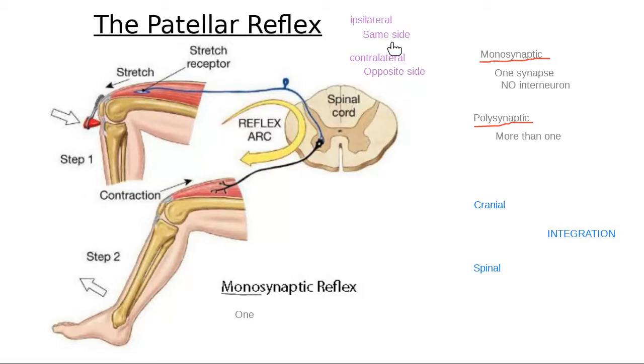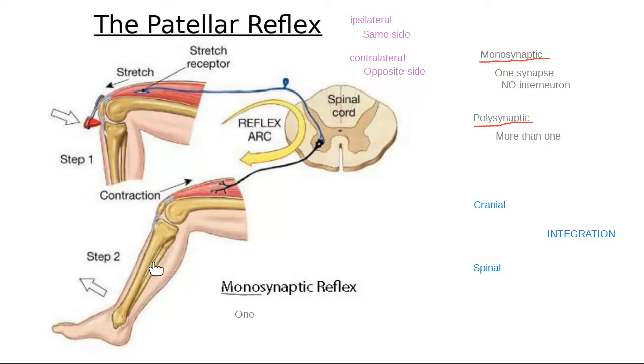When we look at a picture of a reflex like the patellar reflex, we're looking at our right leg here. The doctor hits your right leg. That sensory information comes into the spinal cord. That synapses directly with the motor neuron and causes your right leg to kick.